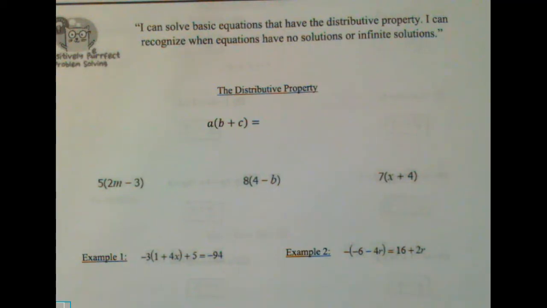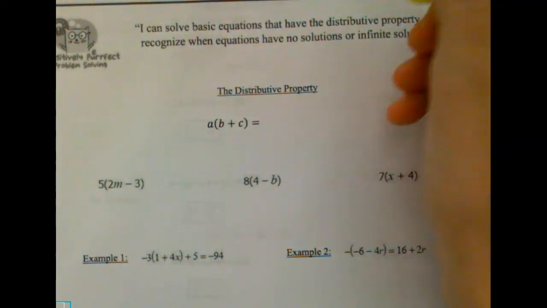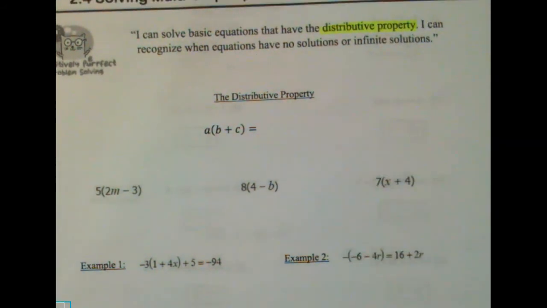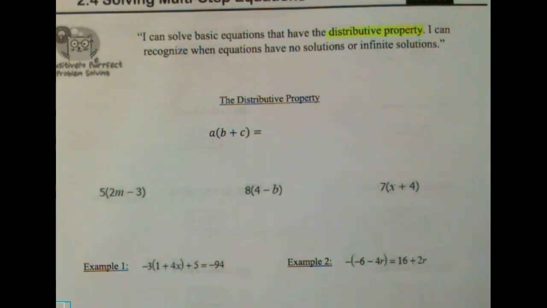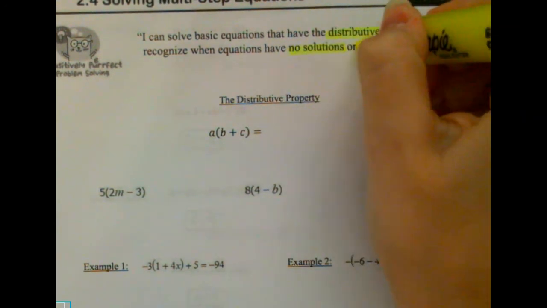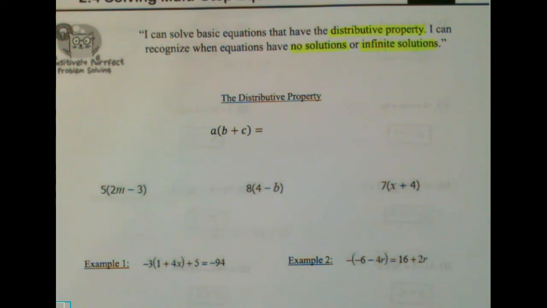All right, so 2.4 is going to extend what we did in 2.3. We're going to get to a little bit more complicated equations than we saw in 2.3, and we're going to start talking about the distributive property when we are solving equations. So that's the main goal of this learning target, is to talk about the distributive property and what that looks like when it comes to solving. And then additionally, we're also going to talk about what happens when equations have no solutions, or sometimes equations will have infinite solutions. Those are kind of the two big goals for this learning target.